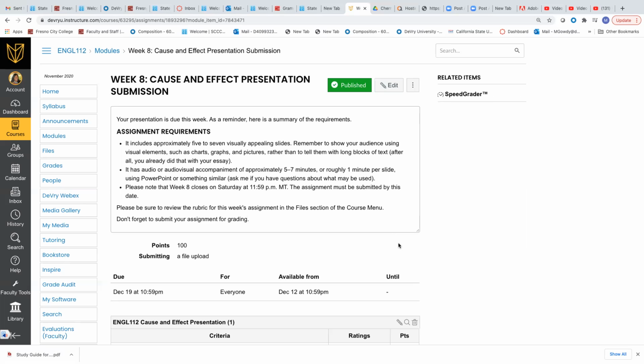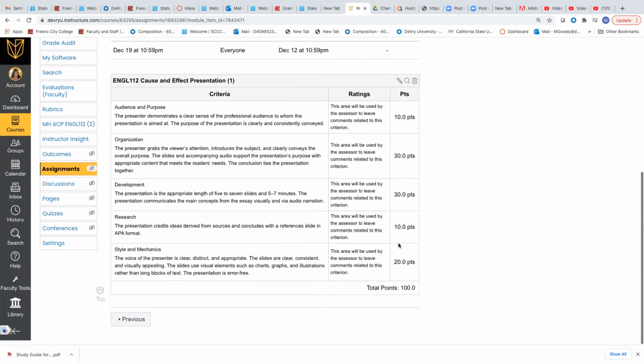But notice, this week closes on Saturday instead of Sunday. So the last day to submit all assignments is Saturday at 11:59 p.m. Mountain Time. So all assignments must be submitted. After that, no assignments will be submitted and the class will be closed.